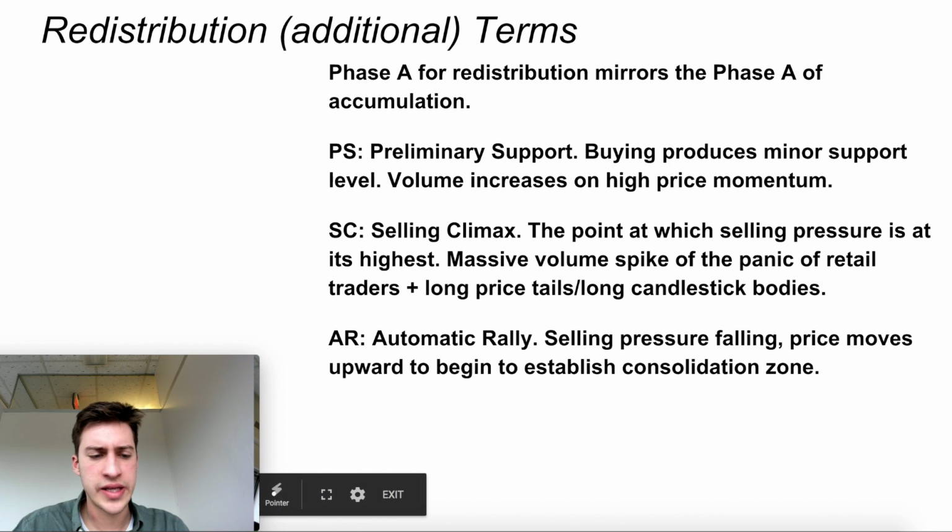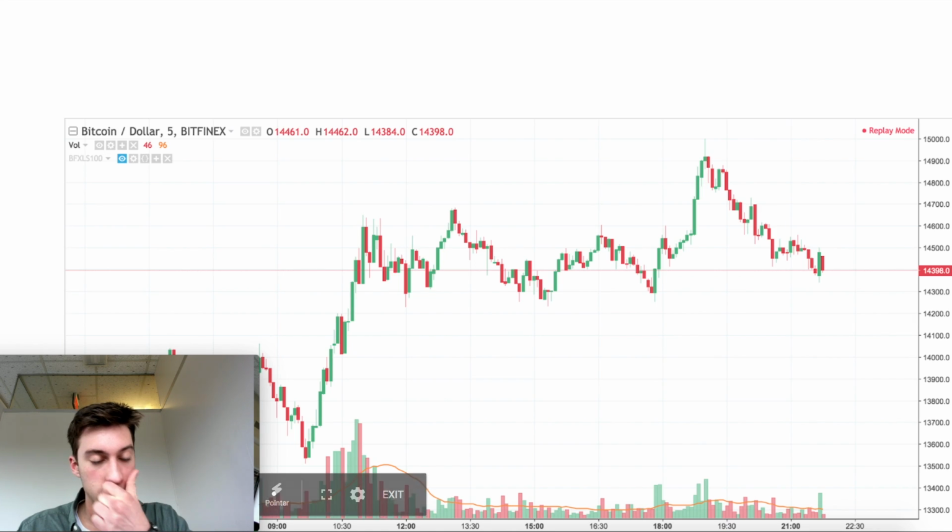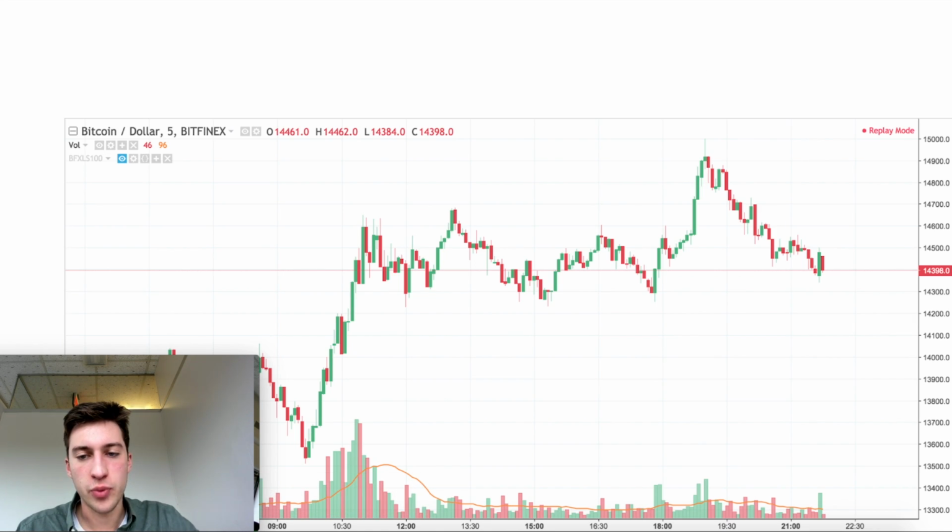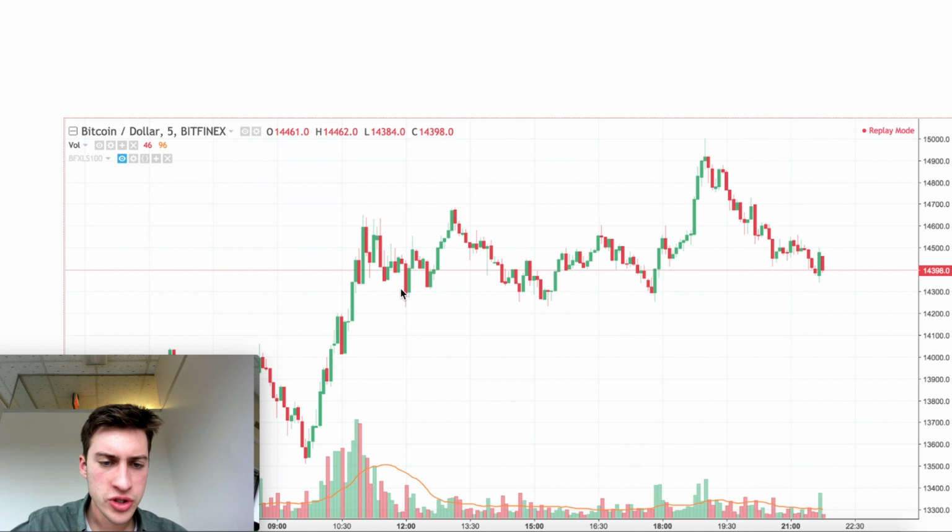All right, let's take a look at some live examples and we can label them. So to start off with, what does this look like? Does this look like distribution or does this look like accumulation to us? It's either going to be distribution or reaccumulation. So the first thing I do see is the buying climax, which seems to occur around here with some preliminary supply. And I'm just going to show it here.